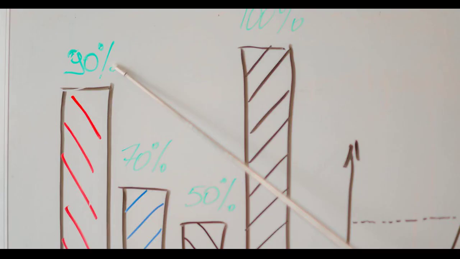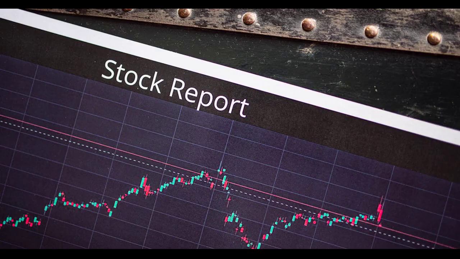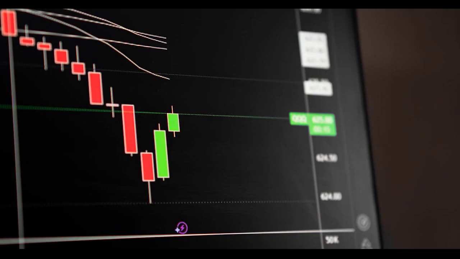RSI measures overbought and oversold conditions. Above 70, overbought. Below 30, oversold. But here's the key, RSI can stay overbought or oversold for a long time in a strong trend. Don't fade a trend just because RSI says so. Use RSI for divergence. Price makes a new high, RSI doesn't. That's bearish divergence. Reversal warning.